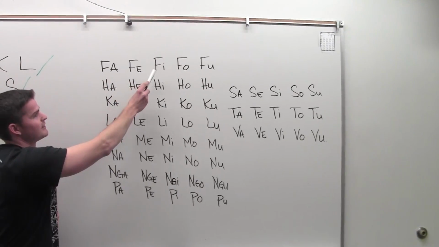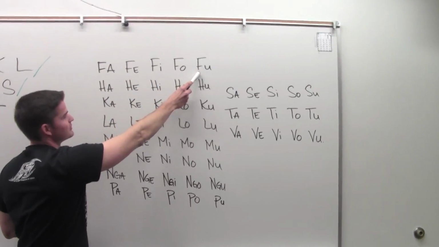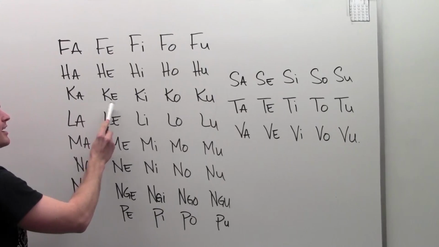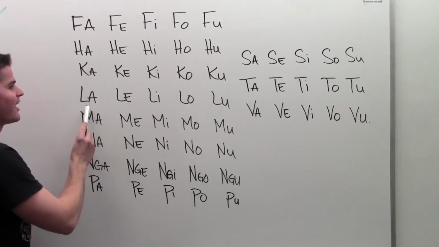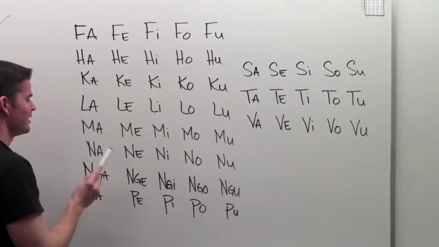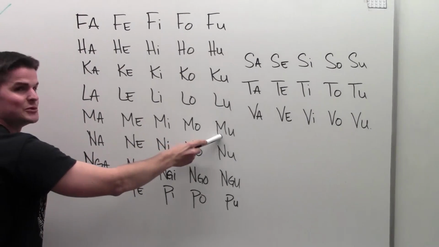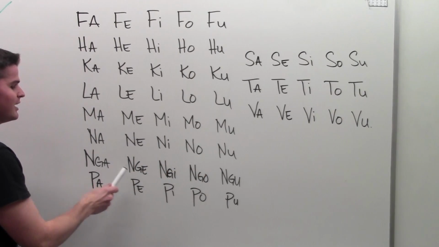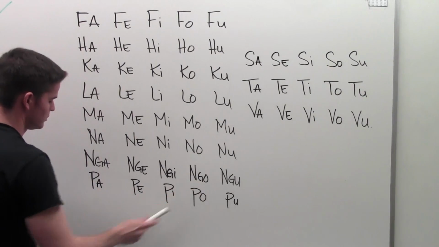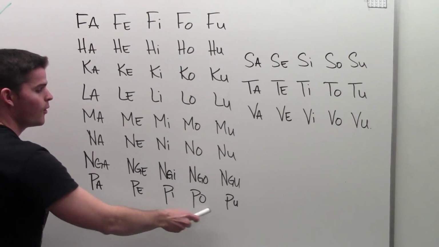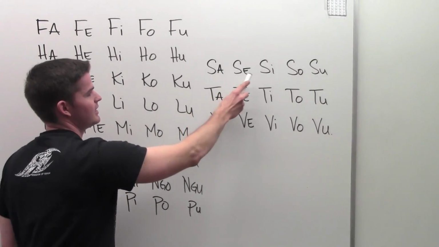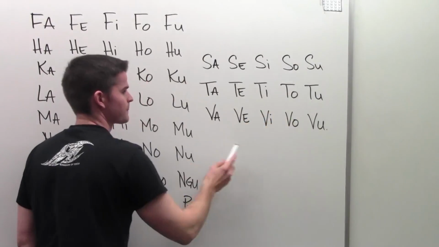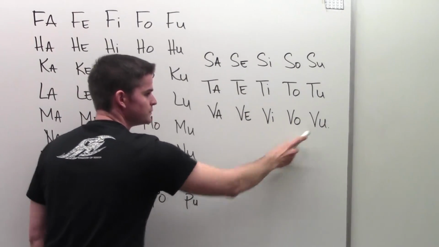Fa, fe, fi, fo, fu. Ha, he, hi, ho, hu. Ka, ke, ki, ko, ku. La, le, li, lo, lu. Ma, me, mi, mo, mu. Na, ne, ni, no, nu. Nga, nge, ngi, ngo, ngu. Pa, pe, pi, po, pu. Sa, se, si, so, su. Ta, te, ti, to, tu. Va, ve, vi, vo, vu.